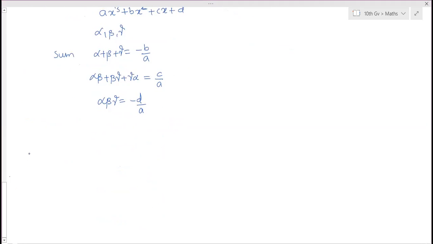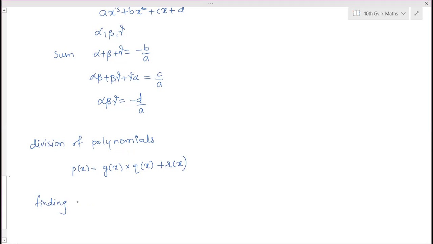Okay. And then finally the division algorithm. That is division of polynomials. In that, dividing a polynomial, that is px is equal to gx into qx plus rx. Now direct division and the question based on that, finding, and then the second part is finding factors or zeros, remaining zeros.